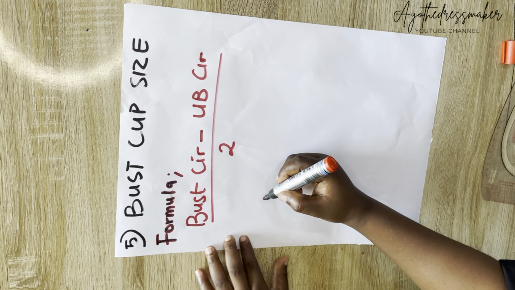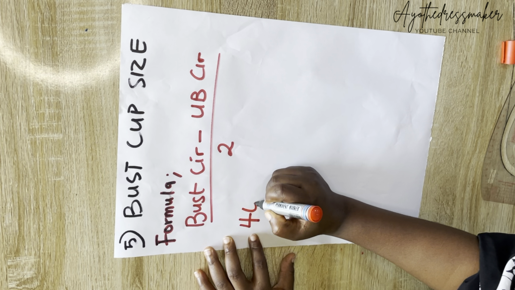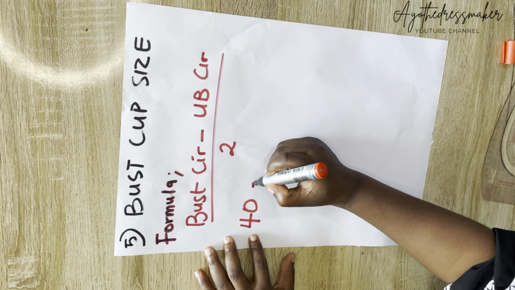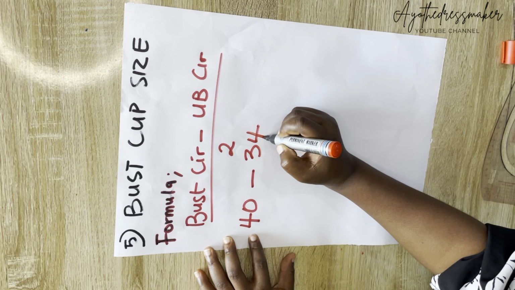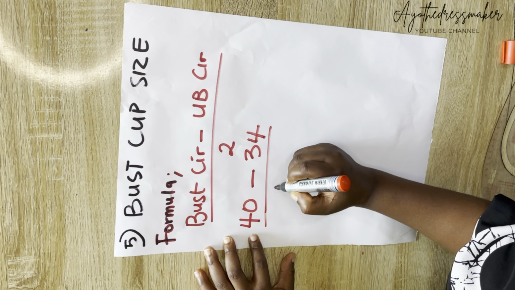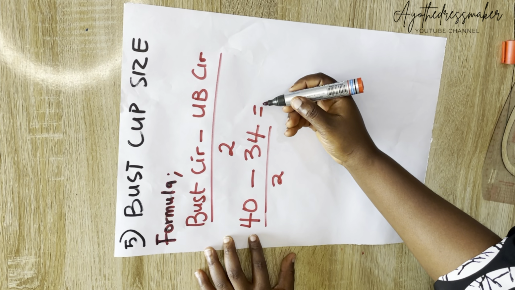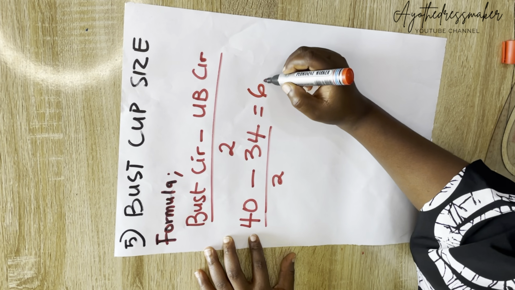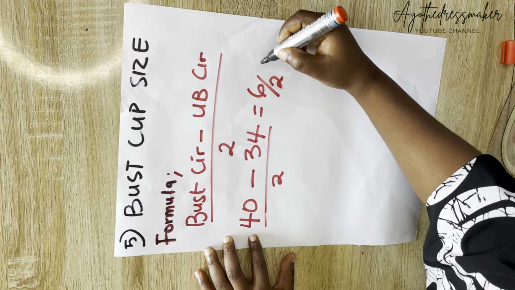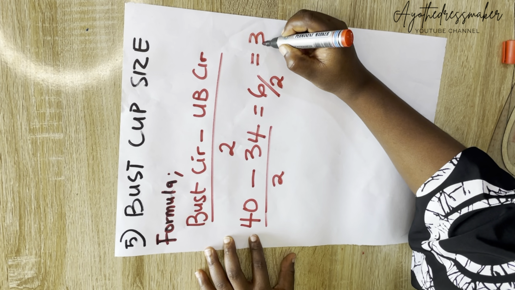And let's take, for instance, again, a client with a bust circumference of 40 inches and the under bust of 34 inches, all right? And we're going to divide that by 2, all right? 40 minus 34 is going to give us 6 inches. Divided by 2, that is going to give us 3 inches.